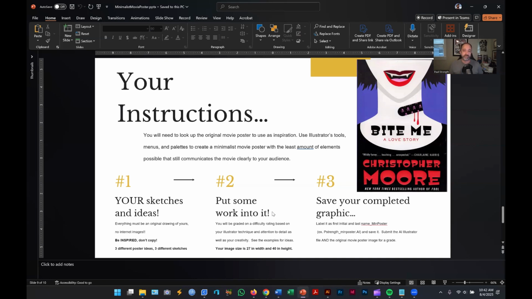What is your inspiration? Then you're going to use the Illustrator tools, the menus, the palettes, and everything, and you're going to create the minimalist poster with the least amount of elements possible so that it still communicates the movie clearly to the audience. Now, the reason that I use television shows in these book covers is because I don't want to show you anything and give you an idea.